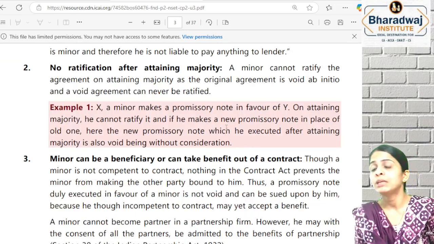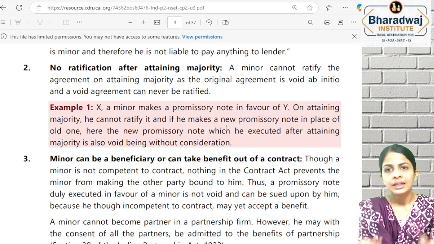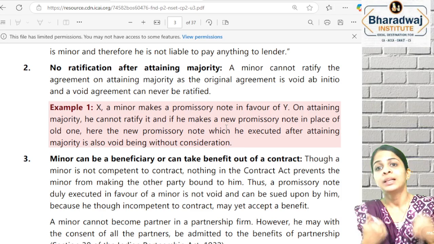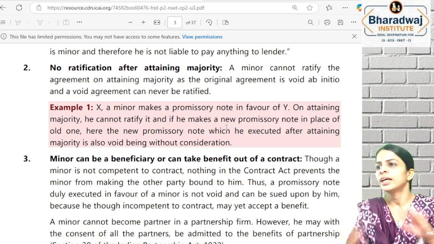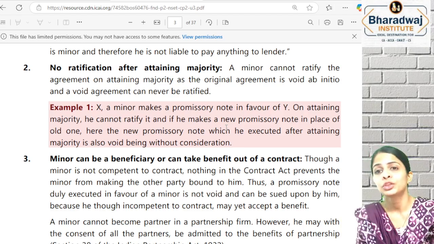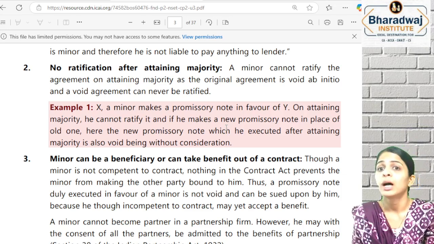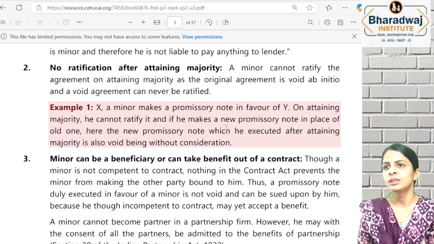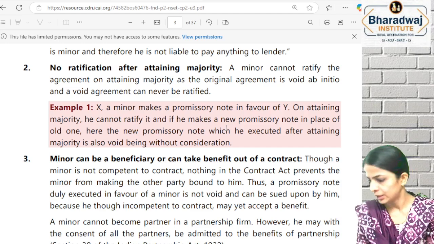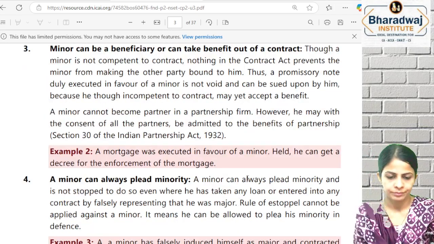Third one, he can be a beneficiary. That means he can receive money. He can be given a bill in his name. He can be given a check in his name. But he cannot be held liable. He can be a beneficiary to a contract. He can be admitted to the benefits of partnership. Profit means I will come, loss means I will not. Clear? Next, he can always plead minority.